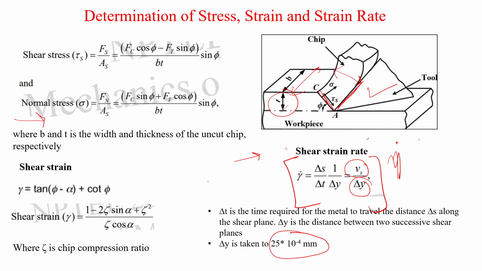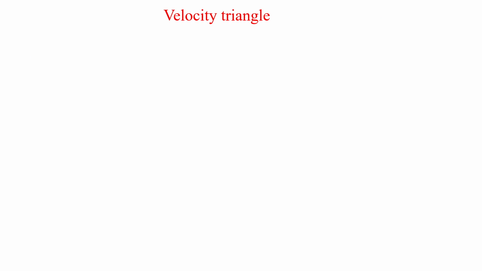Please note these formulas if you haven't. But sir has already taught this, so you might already know this formula. You should have it written: what is the value of tau s, what is the value of the normal stress, and then the shear strain in terms of zeta, and the shear strain rate. Okay, can I go forward? Is it okay? Yes. Okay.